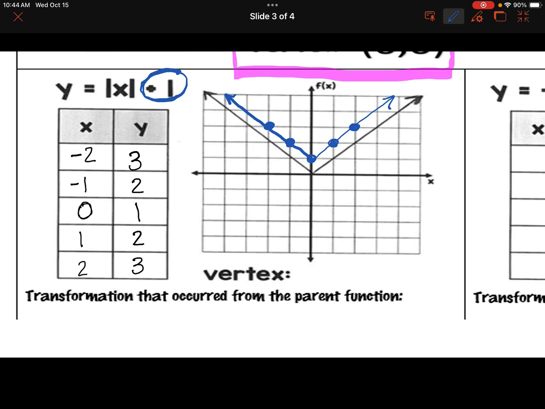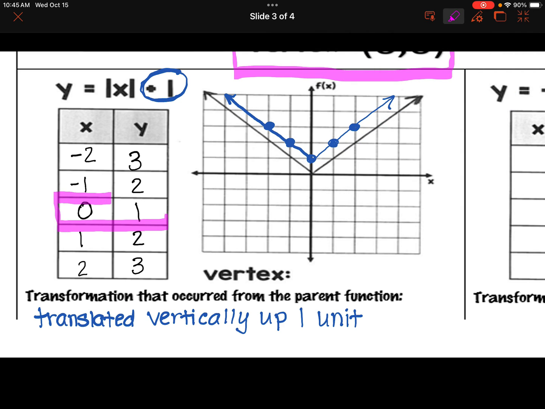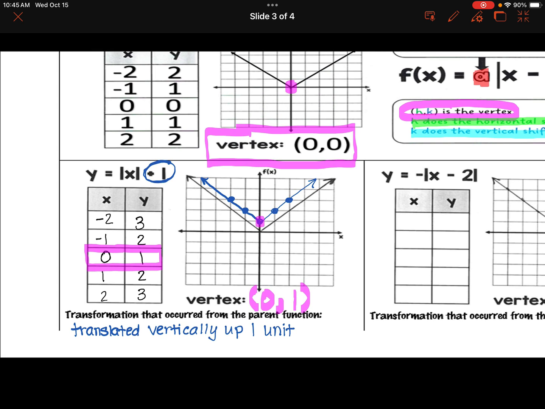So the transformation was that it was translated vertically up, because it was positive, 1 unit. And my new vertex is now sitting right here. That's my center point at 0, 1. Okay, let's look at the next one.